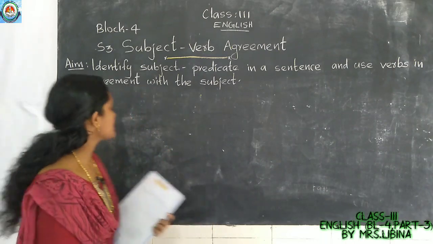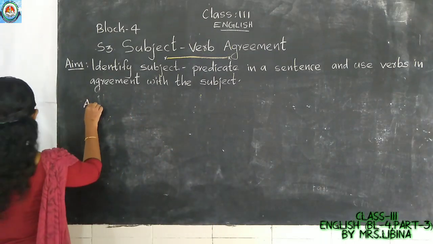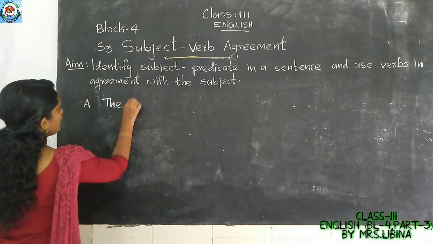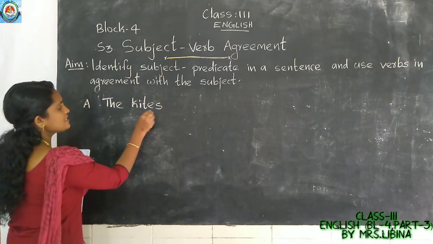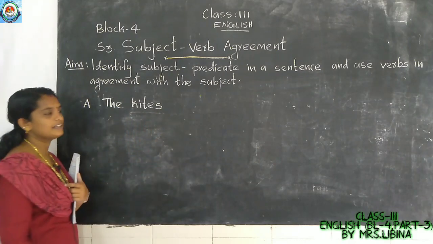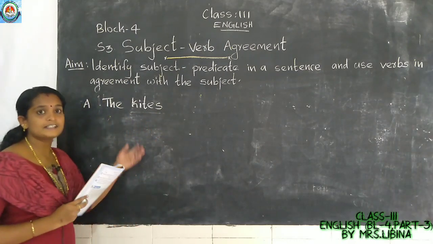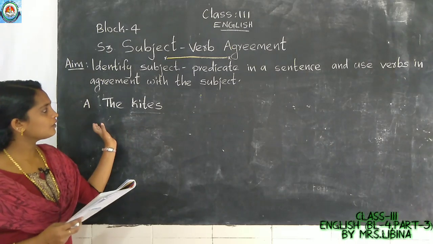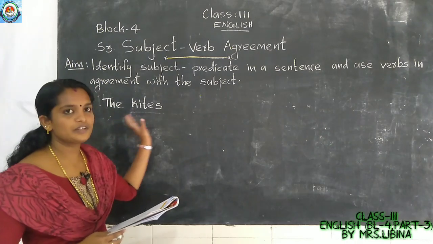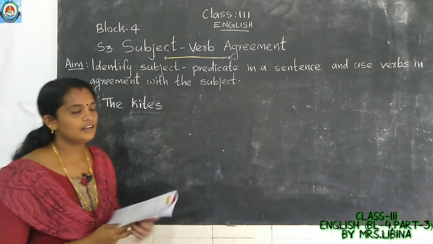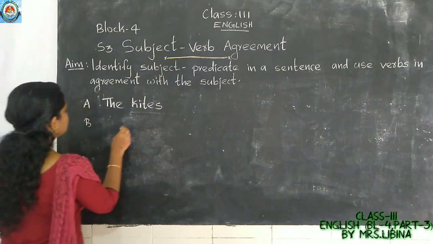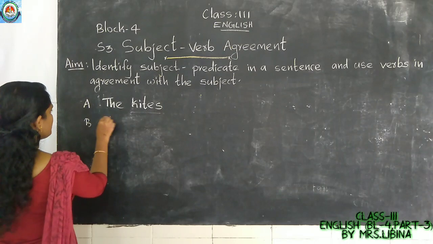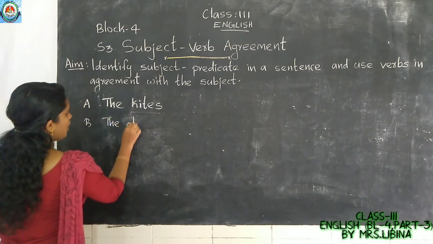Okay. One example. A. The kites. Okay, the kites is singular or plural? The kites, it is plural. So, according to this plural subject, you have to complete a predicate. Okay, the kites. Next one. The old owl.